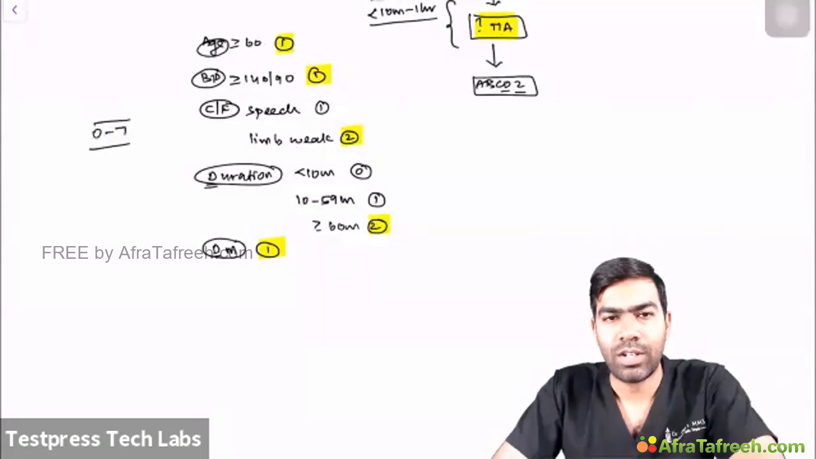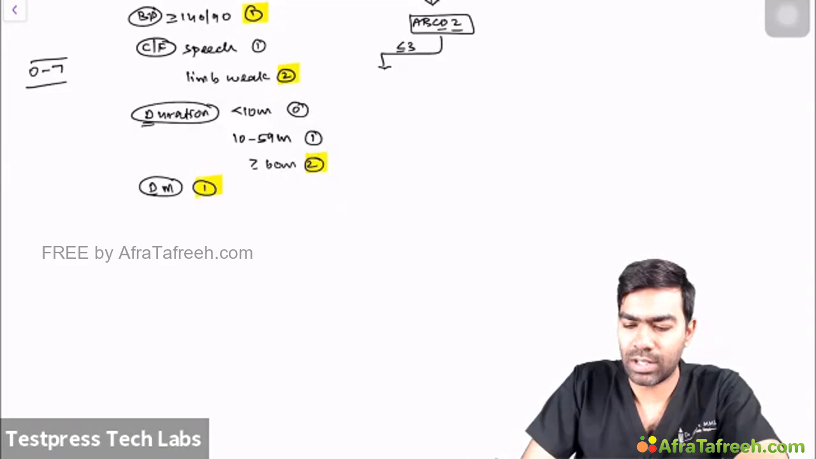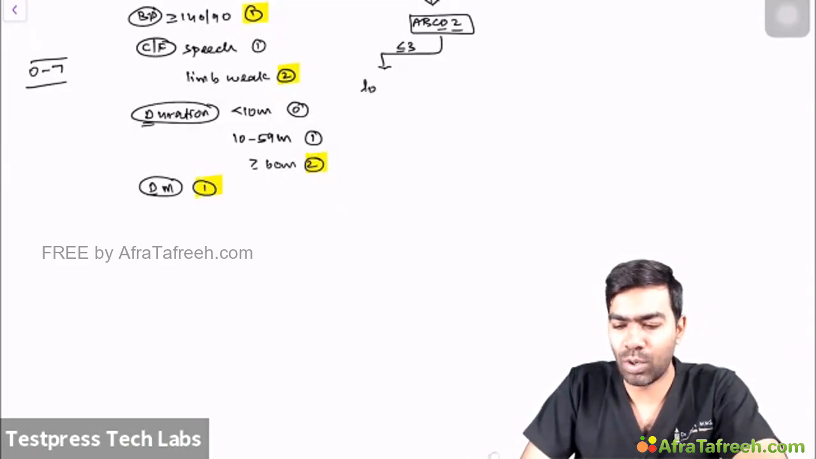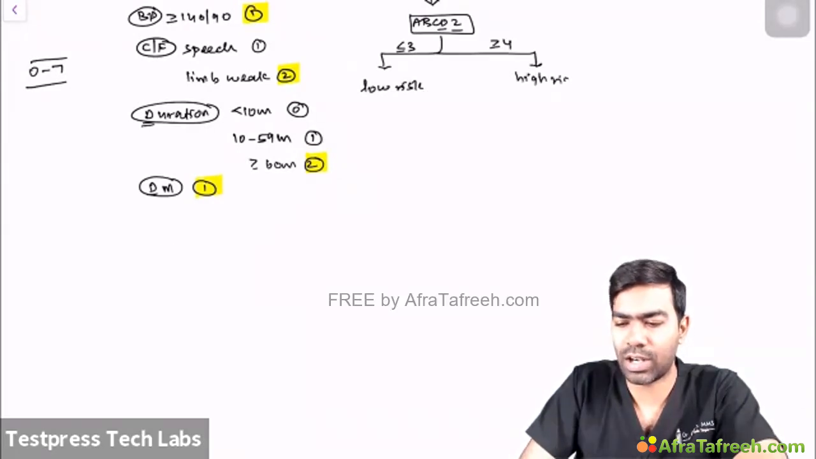Clear? So depending on the ABCD2 score, suppose the ABCD2 score is less than or equal to 3, then in this setting I'll be calling it a low risk TIA. If the ABCD2 score is more than or equal to 4, then it's definitely a high risk TIA, even though there are a lot of exceptions.